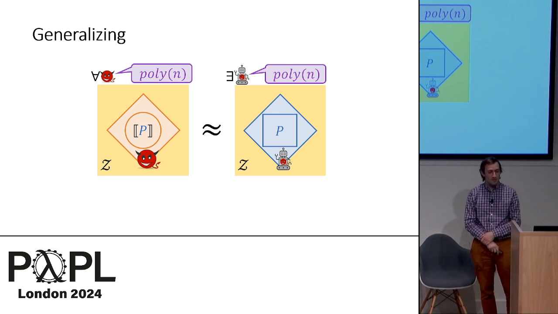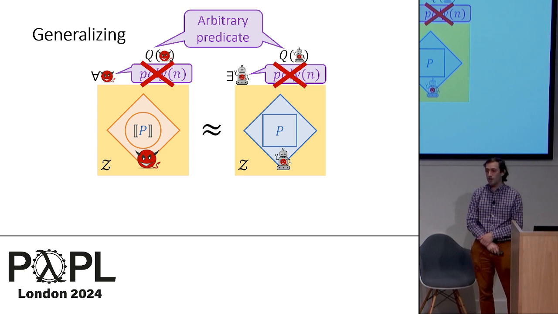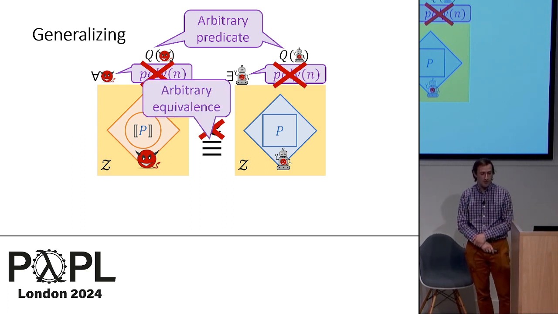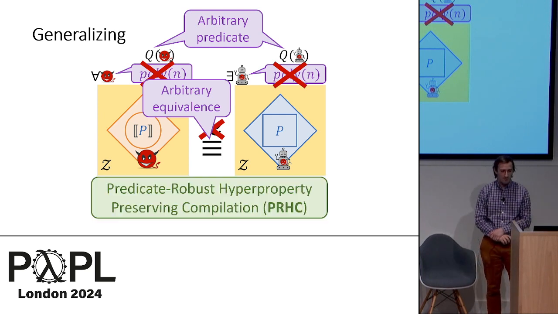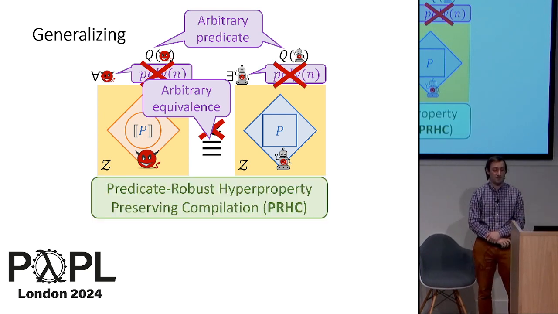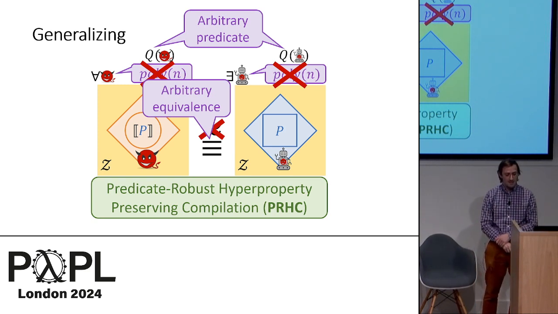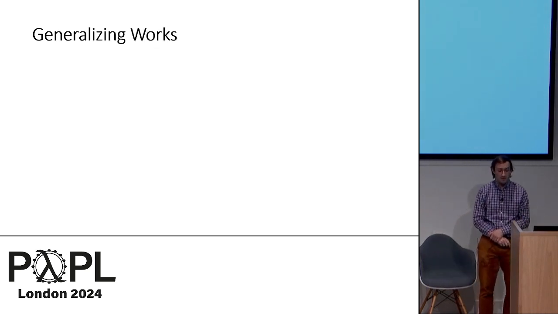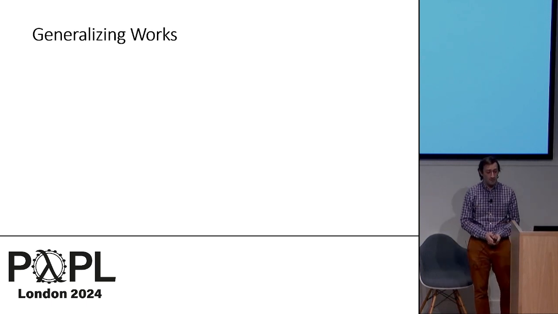And the first thing that we can do is we can replace these polynomial predicates with just arbitrary, uninterpreted predicates on programs. And we can do the same thing for indistinguishability. We can replace it with a totally arbitrary equivalence relation. And now we have a way more general property that we refer to as predicate-robust hyperproperty preserving compilation. And the neat thing is, this generalization buys us quite a lot. It really works, right? And so what do I mean by it really works? Well, it represents a bunch of different stuff all at the same time.